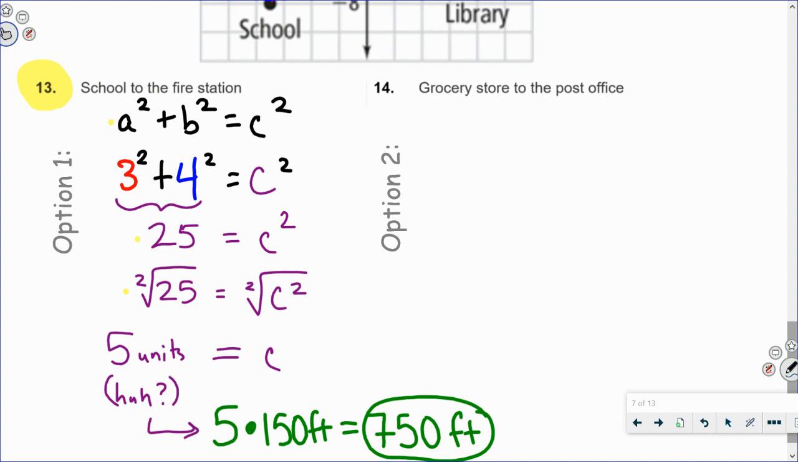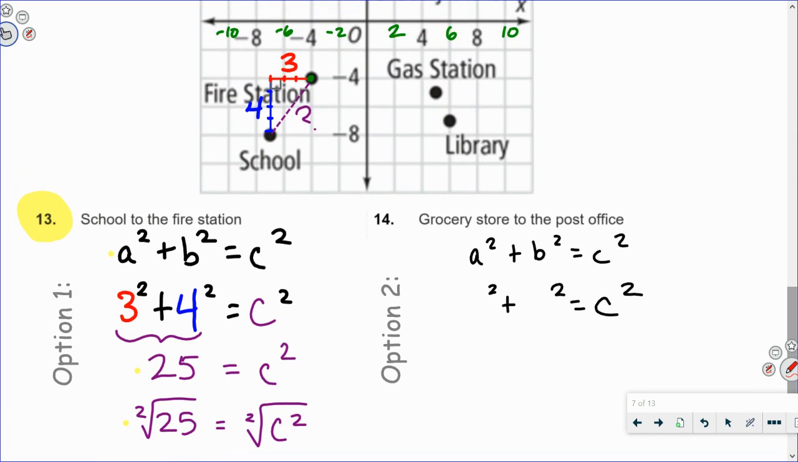Now, I promised you a second method, and so allow me to show you, please. I quite understand if a student would prefer to change it to feet at the very end. However, some students would argue, Mr. Callen, why don't I just change it to feet right from the beginning? See, if each of those 3 units was 150 feet, then you could claim that one of the legs is 450. If each of those 4 units was 150 feet, then you could claim that the other leg was 600.